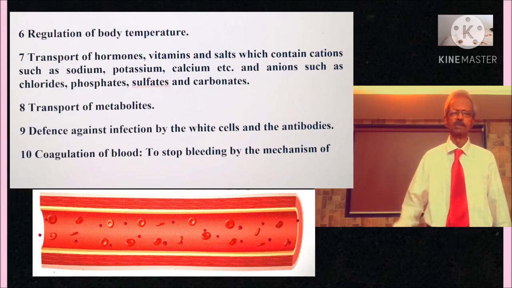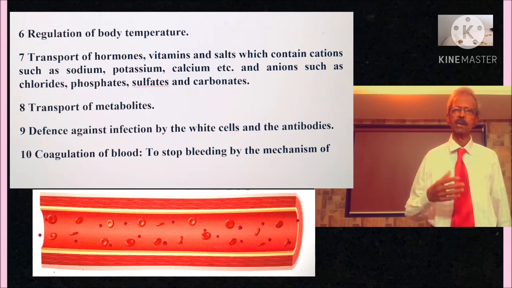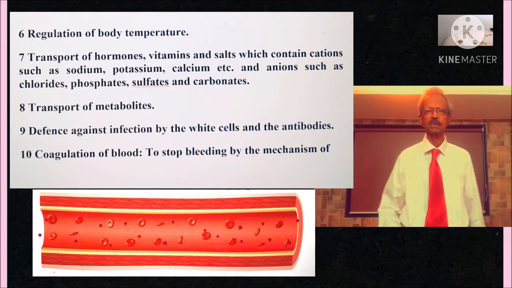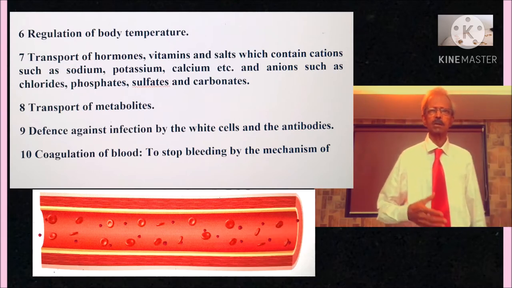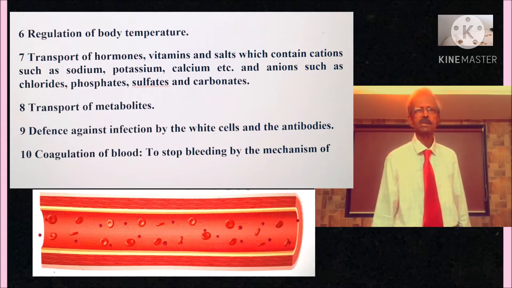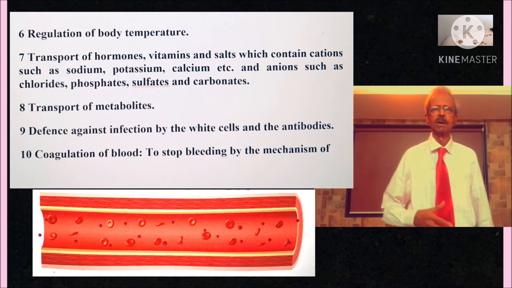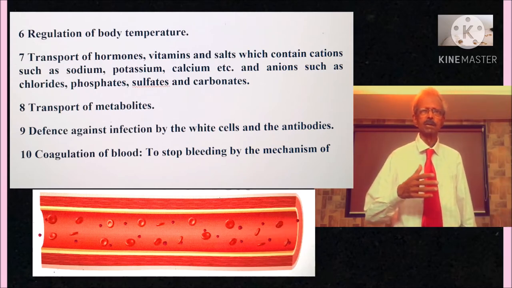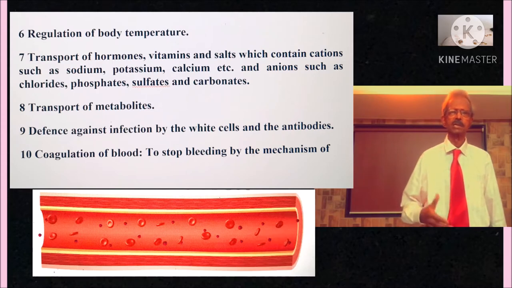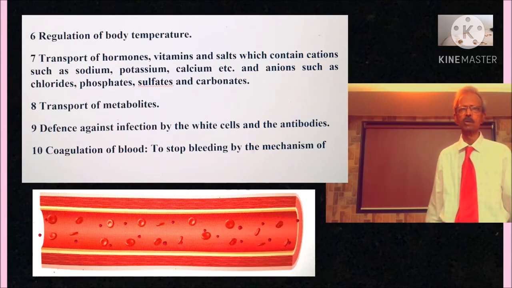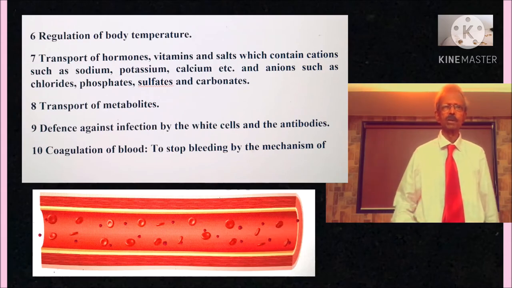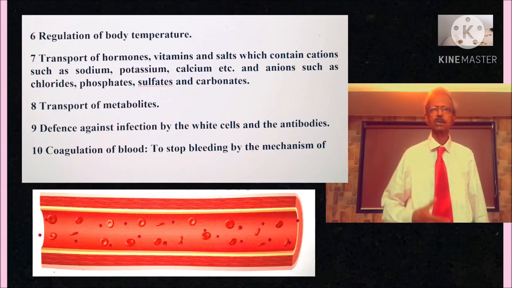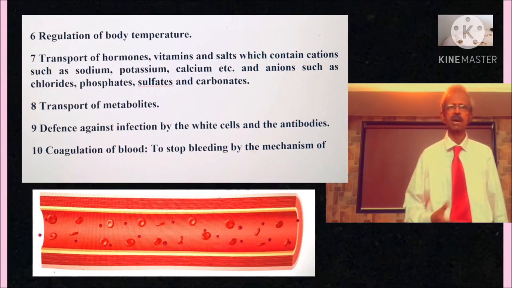7. Transport of hormones, vitamins and salts which contain cations such as sodium, potassium, calcium, etc. and anions such as fluorides, phosphates, sulfates and carbonates. 8. Transport of metabolites. 9. Defense against infection by the white blood cells and the antibodies. Number 10. Coagulation of blood to stop bleeding by the mechanism of various proteins involved in coagulation.